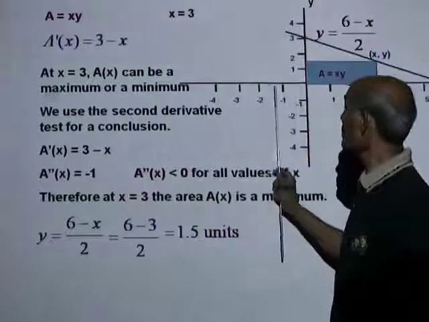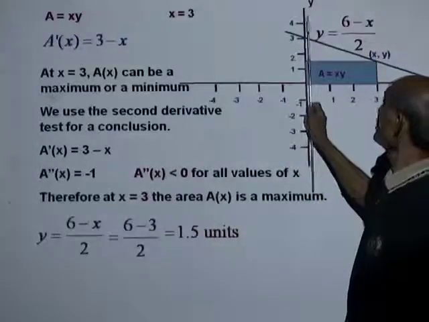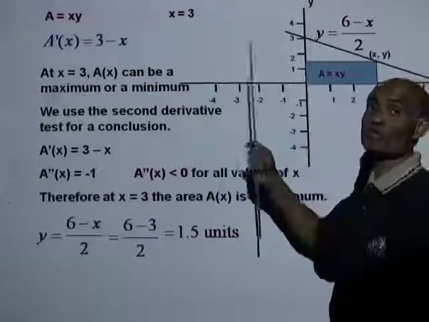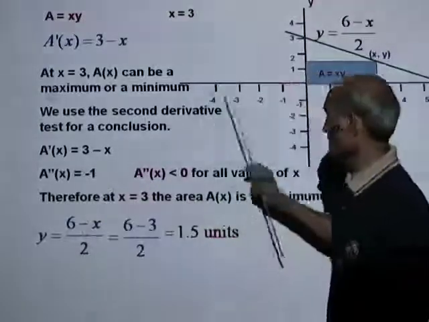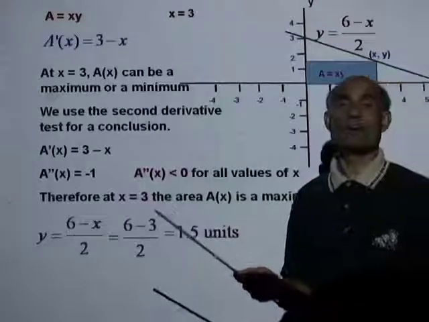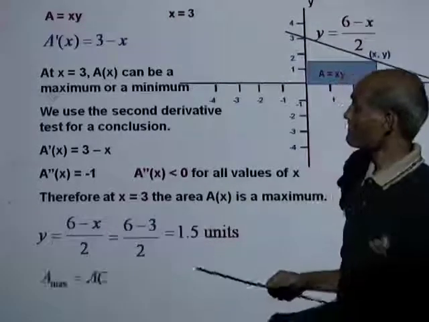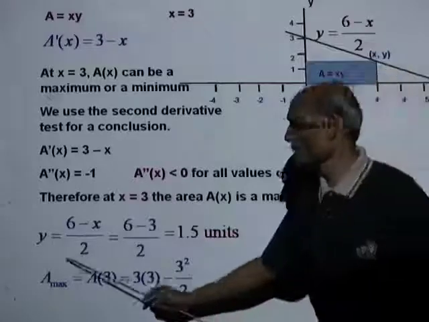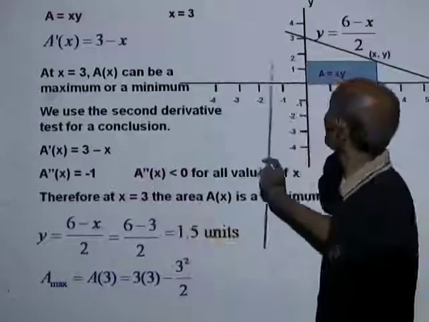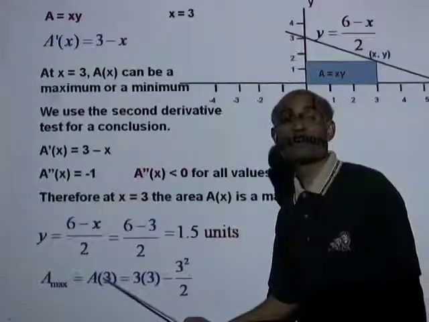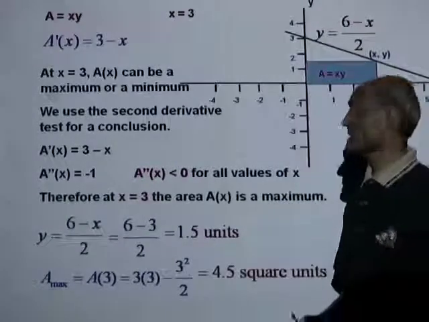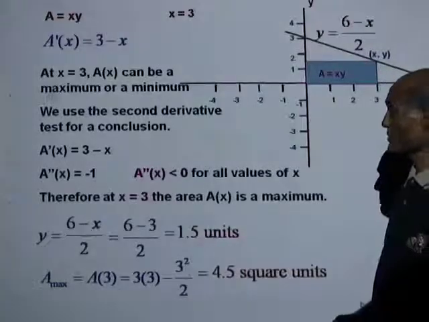So in order that the area bounded by the x-axis, y-axis, and the graph of this function be a maximum, we have to have x equal to 3 and y equal to 1.5. All right? And what is that maximum area? That maximum area will be A of 3. So go to your function and replace x by 3, and that gives you the maximum area is 4.5 square units.